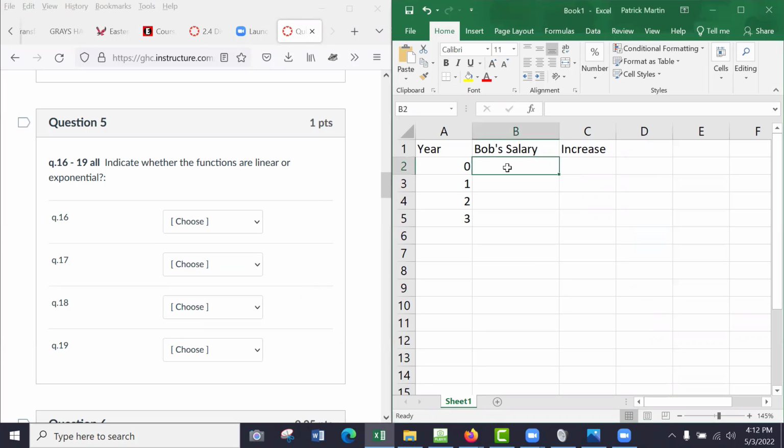Well, let's make it up. What's his salary? Just make it up. It doesn't matter. The increase is 3,000. I'm going to give him 50 grand.